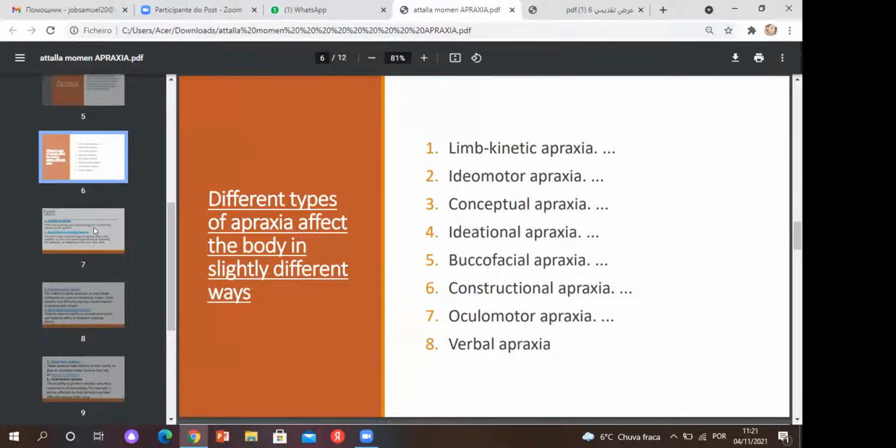First one, limb kinetic apraxia, and also ideomotor apraxia. And third one, conceptual apraxia, and fourth one, ideational apraxia, and buccofacial apraxia, and also constructional apraxia, and oculomotor apraxia, and verbal apraxia.